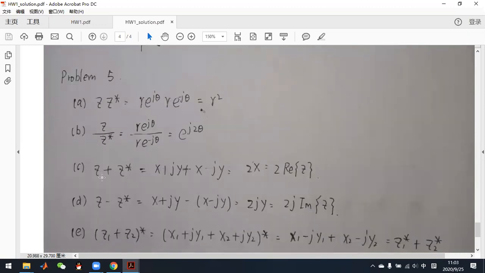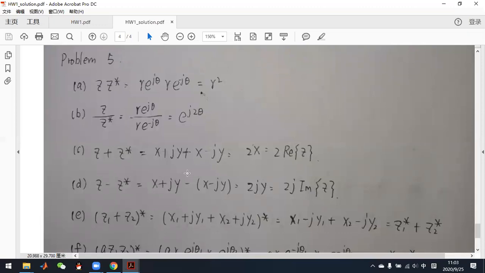And then z plus z conjugate. You can see that when we have multiplication or division, it is easier to use the polar form to solve this problem. When we have summation or subtraction, it is much easier to use the rectangular form. So we just substitute the rectangular form of z here, x plus jy plus x minus jy. It is 2x. x is the real part of z, so it is equal to 2 times the real part of z.